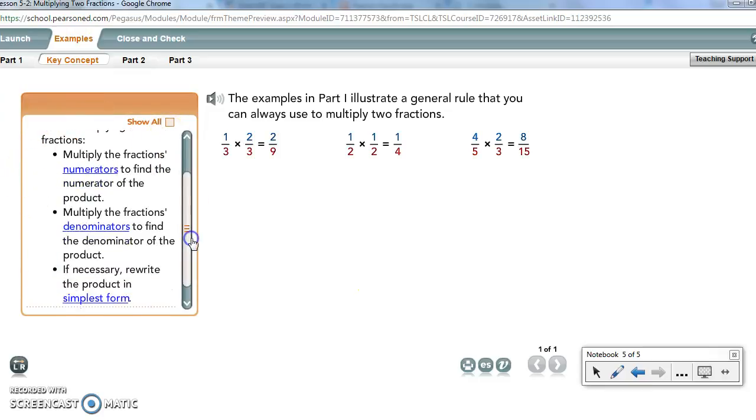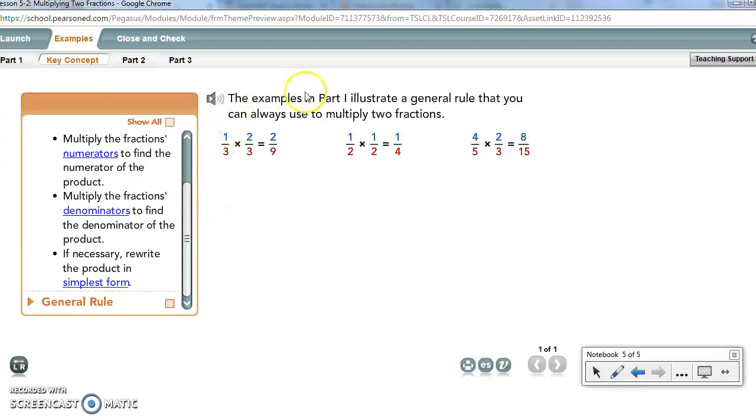When multiplying two fractions, multiply the fraction's numerators to find the numerator of the product. Multiply the fraction's denominators to find the denominator of the product. If necessary, rewrite the product in simplest form. All right. So remember, numerator means the top, denominator means the bottom.